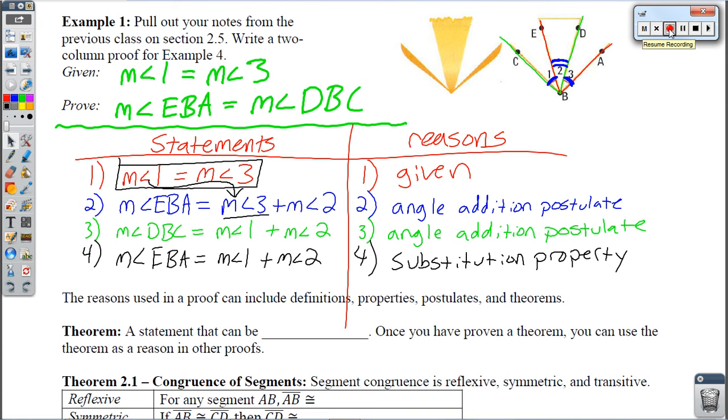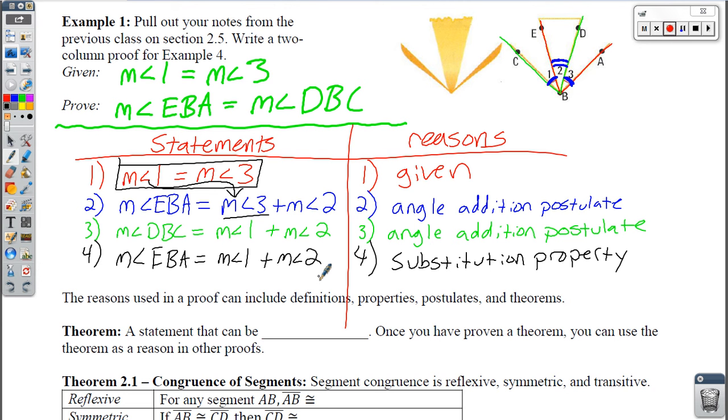And this is what we get. So we took the blue statement, which is that the measure of angle EBA is equal to the measure of angle 3 plus the measure of angle 2. But we know that the measure of angle 3 is really the same as the measure of angle 1. So we can just replace the measure of angle 3 with the measure of angle 1. And that's what we did here in step 4.